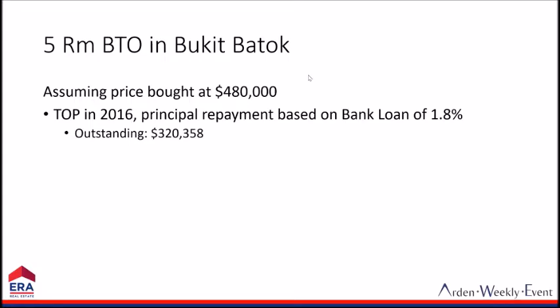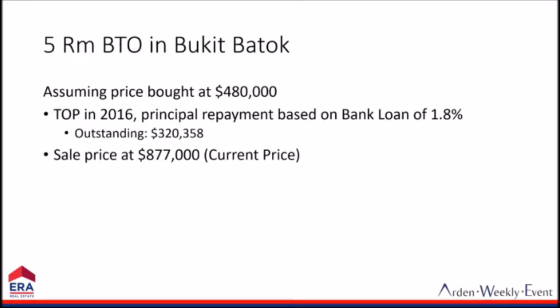Okay, so this guy is a little bit more savvy. He took a bank loan of averagely 1.8% over the last few years. So his outstanding payment after the few years of payment was 320,358. That is, he put down a 20% down payment. Okay, outstanding is this amount of money. Now, he sold at this price.